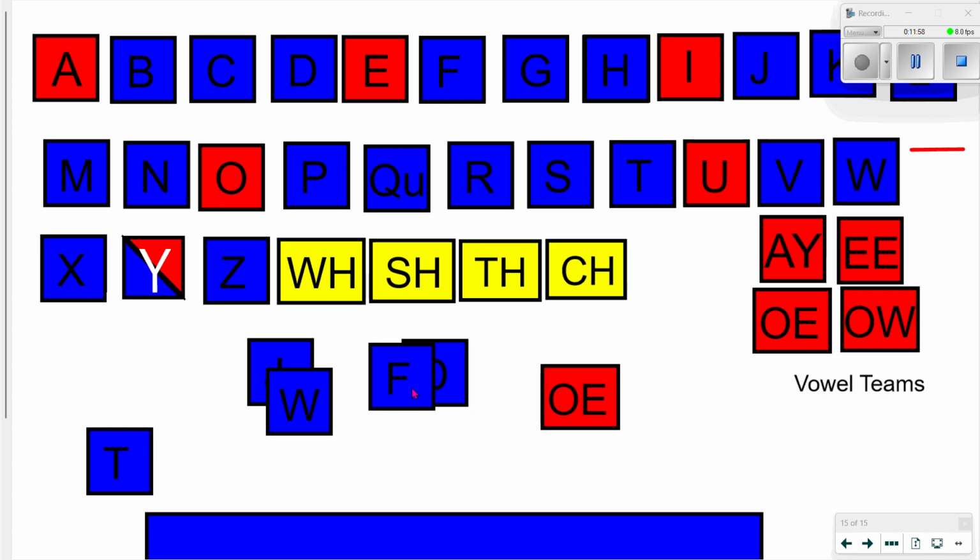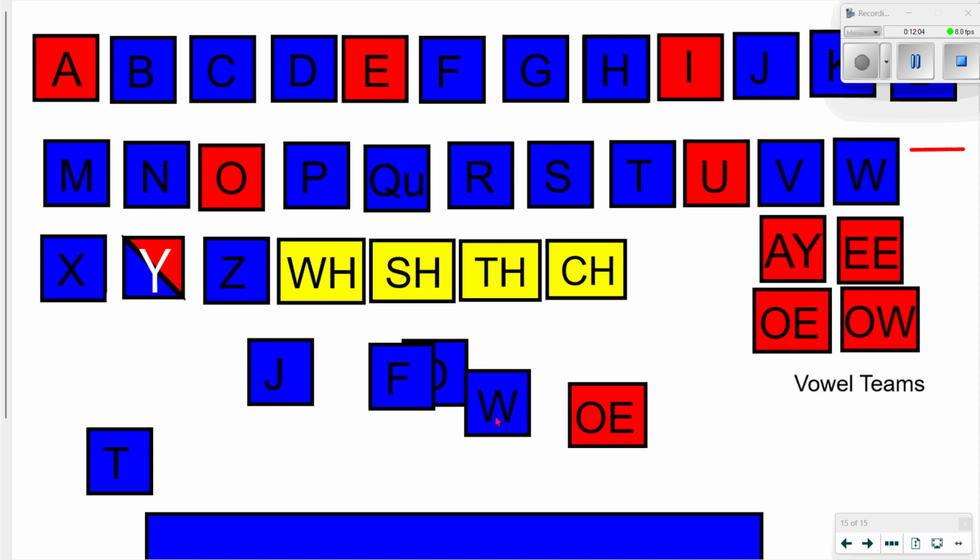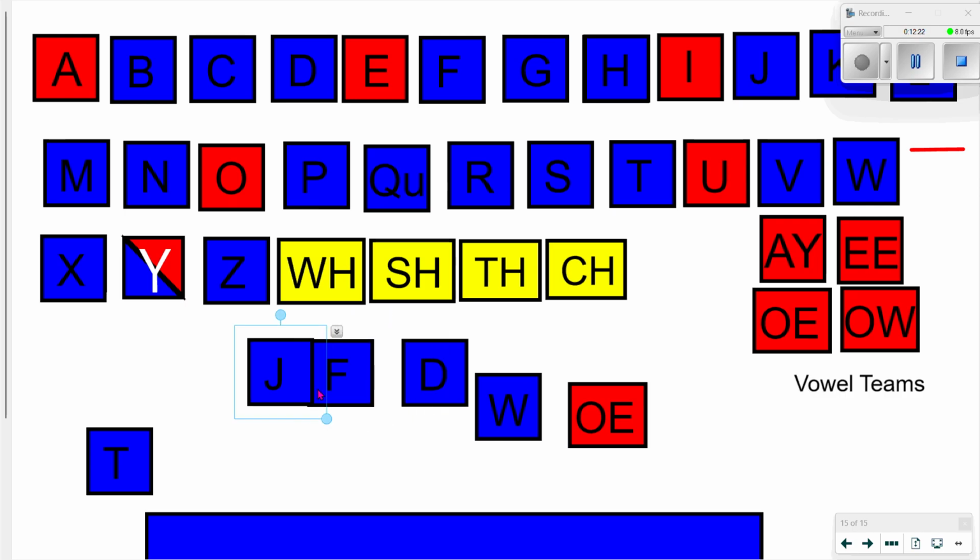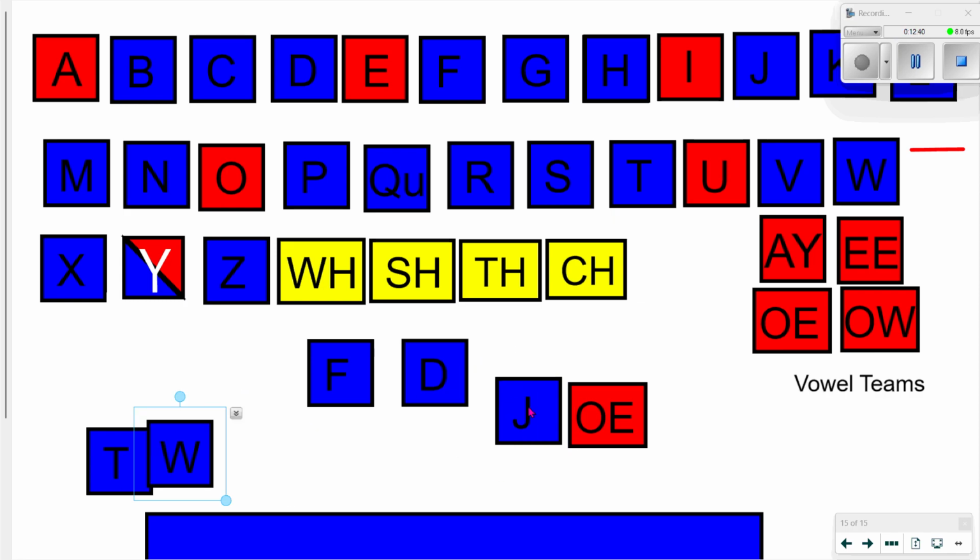We can also use other letters in front of OE, this vowel team. Woe. Woe means like sad. The Bible's old King James Version would say, woe is he, which would mean he is very sad. So we can use woe, and then we can use these other ones. Let's see, we have J. If I put the J in front of it, it would make Joe, like somebody's name.